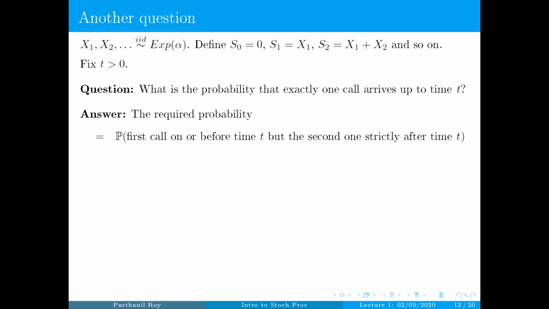So exactly one call arriving up to time t is the same as saying that the first phone call arrives on or before time t, but the second phone call definitely arrives strictly after time t. Because if not, then you'll have two phone calls coming on or before time t. So this event happens if and only if the first call arrives on or before time t, but the second arrives strictly after time t. This is the same as saying S1 is less than or equal to t, which is in turn strictly less than S2.